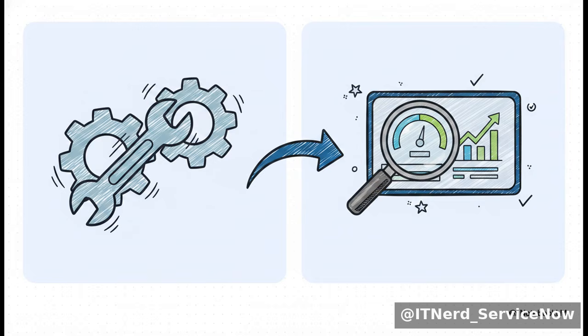Starting strictly within the approved window, executing tasks, and capturing work notes. But a change isn't successful just because the implementer finished their tasks. No way. Review is the essential step where the tester or business validator proves the service actually works. Did the business outcome get achieved?